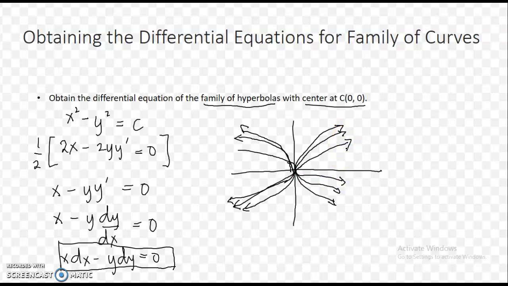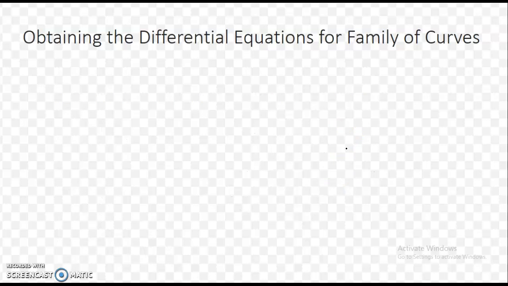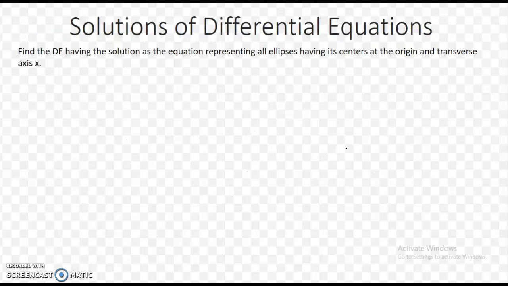Next. Find the differential equation of the equation representing all ellipses having its center at the origin and transverse axis x. Again, think of an equation that we're going to use. We have x squared over a squared plus y squared over b squared equal to 1.